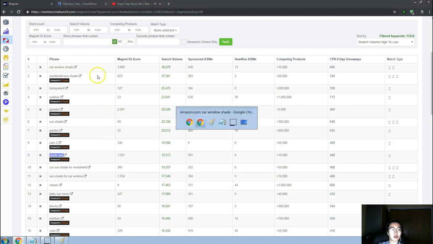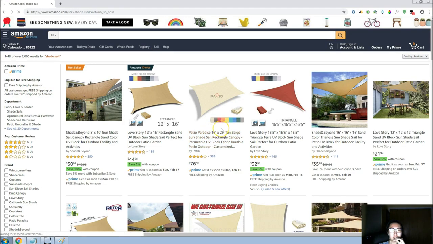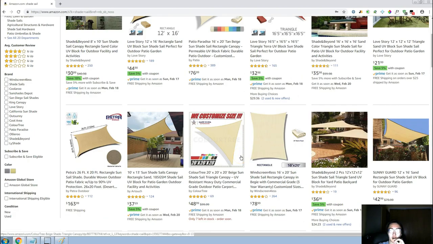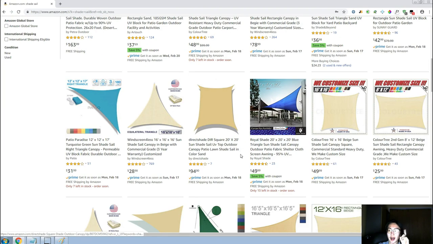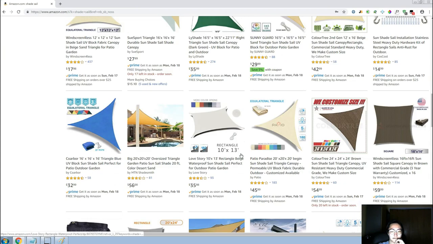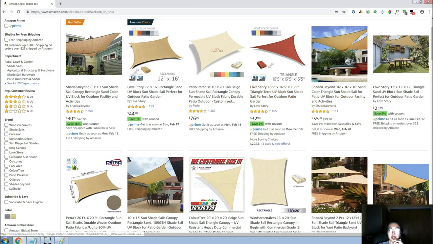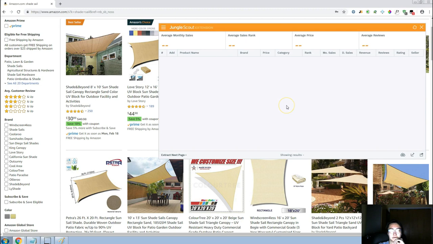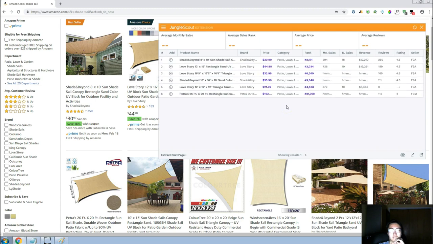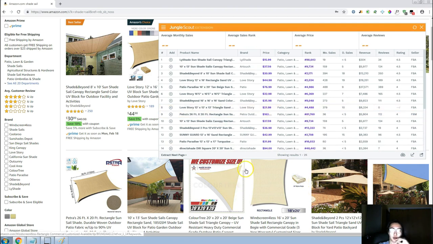Shade sail. What is a shade sail? What the heck is this thing? That's kind of cool. It's not patented, boys and girls. Probably. This is something I'd probably check for a patent. But there's so many different brands that are selling it, so you should be fine. Just like a big fat tarp that goes across and blocks the sun.